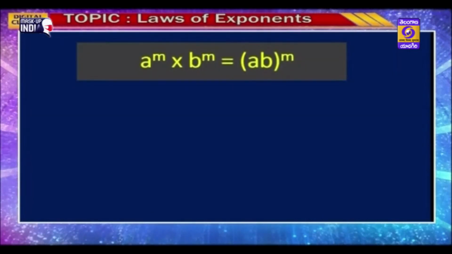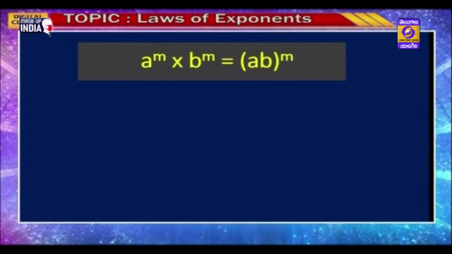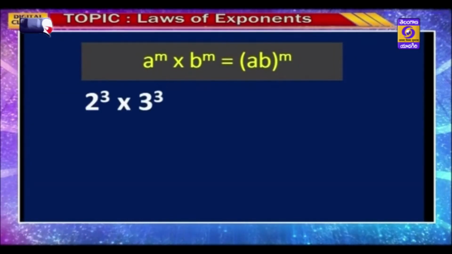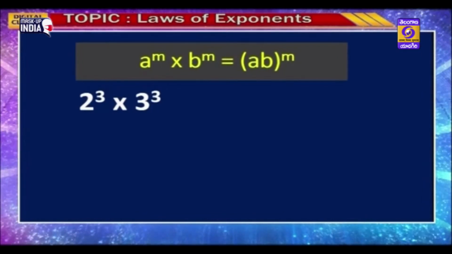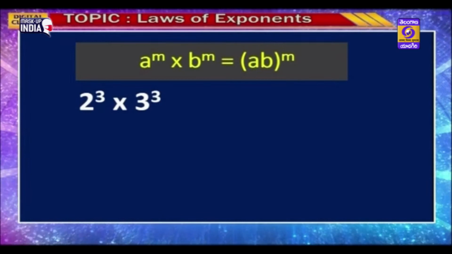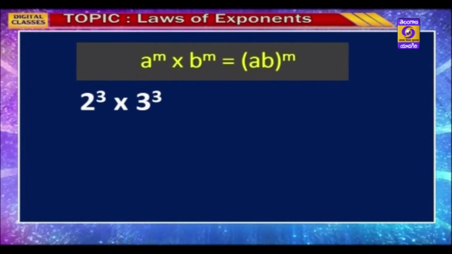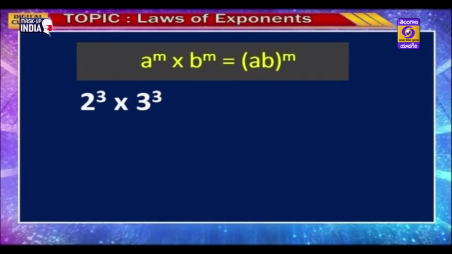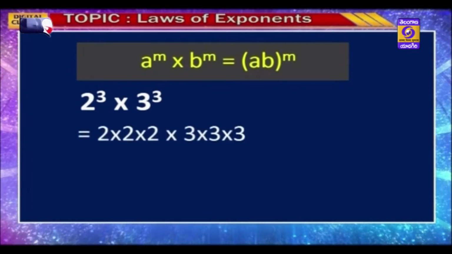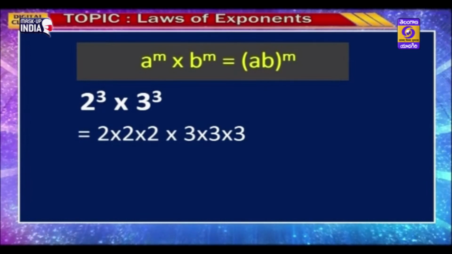Next, a to the power of m into b to the power of m is equal to ab whole to the power of m. This one, see here. The bases are different. Till now we observed the problems where the bases are equal. Here the bases are different whereas the powers are equal. Look here. So 2 can be written as 3 times and 3 can be multiplied 3 times like this.